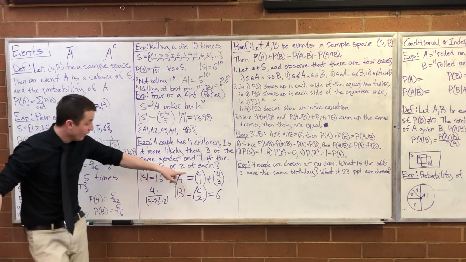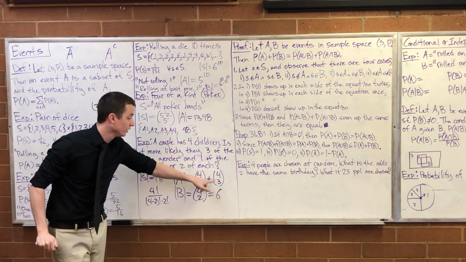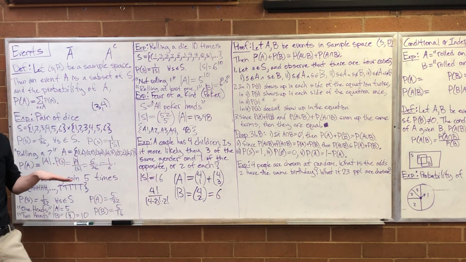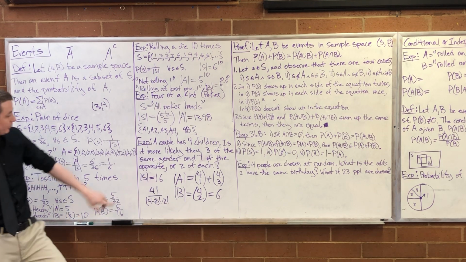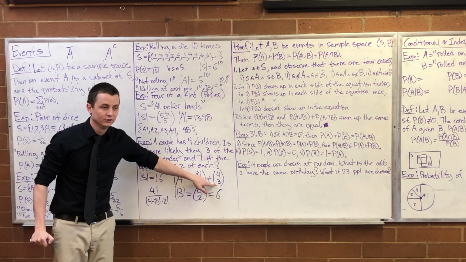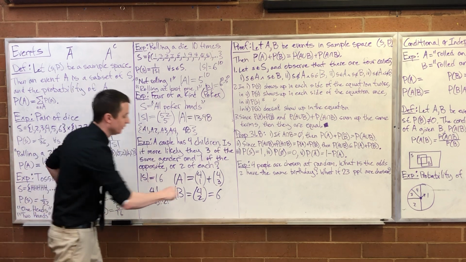If we aren't too careful about our thinking, I can have 4 choose 1 to be a boy, plus 4 choose 3 to be a boy. Those are all the ways that I can have one of one gender and 3 of the other gender. So here's a case where I have 1 boy and 3 girls. Here's a case where I have 3 boys and 1 girl. Make sense?